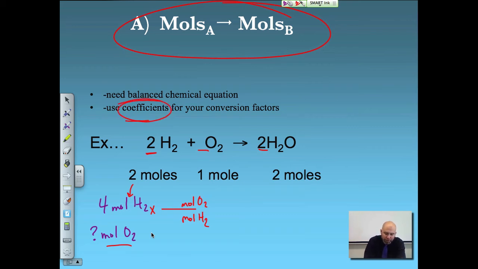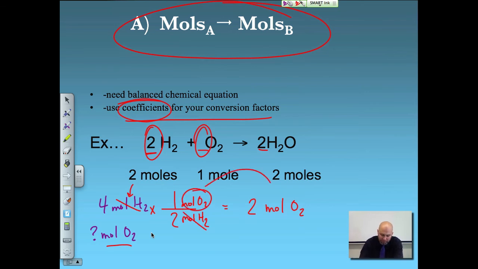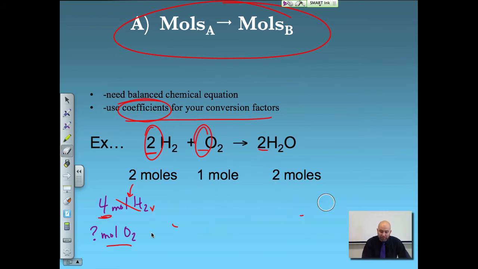We use the coefficients for the conversion factors. So O2 is a 1, H2 is a 2. Notice that because it's 1/2 of 4, or in other words 4 divided by 2 is 2. And notice my units become moles of O2 because the moles of H2 gets eliminated. It gets canceled out, dividing something by itself. All right, so that's the conversion. Now obviously that was very simple with 4, but we could have any number. Moles to moles is really quite simple.